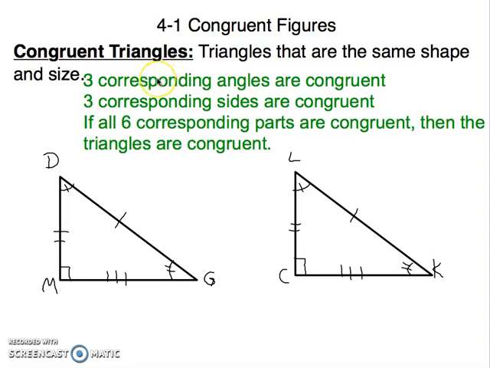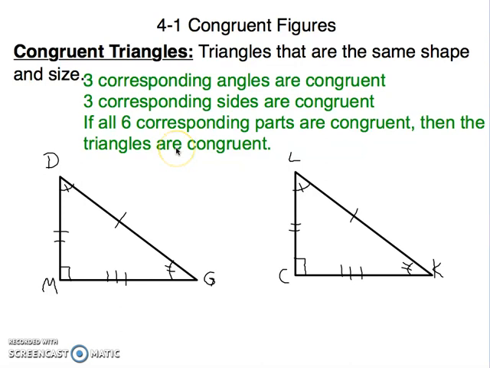These notes are on section 4.1, Congruent Figures. In order to have two congruent triangles, these are the things that you need to have. You need to have three corresponding angles that are congruent. We also need to have three corresponding sides that are congruent. And if all six corresponding parts are congruent, then the triangles are congruent.